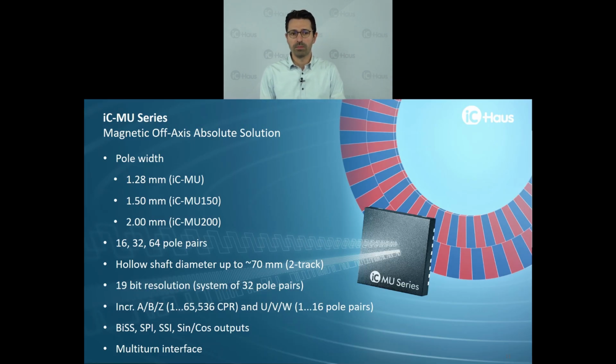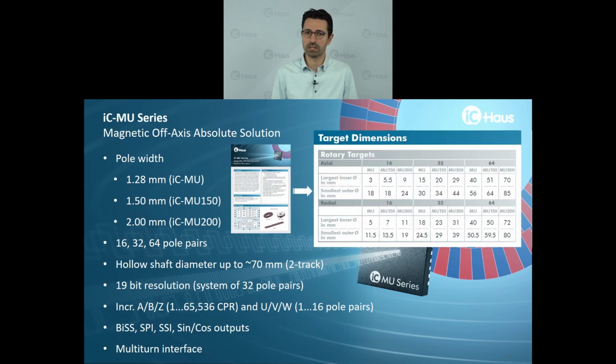So to summarize: when we talk about iC-MU, we have 3 different chips and 3 different pole pairs, pole pitches. And we have the opportunity to select 3 different nonius systems. My example was with 6.5, but the iC-MU can detect 16.15, or a 32.31, or a 64.63 nonius system. So with this combination of the different pole pitches and the different nonius systems, we can allow different diameters, for example, for rotary magnetic targets.